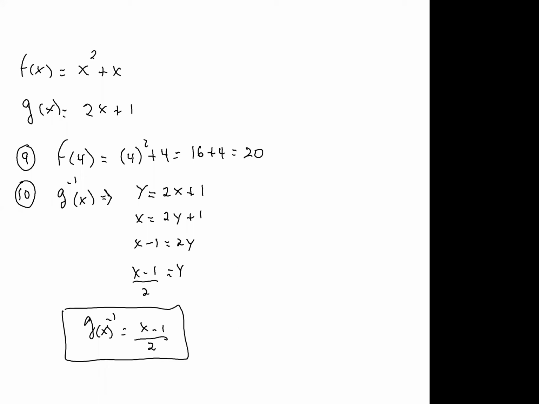Let me use another page for the next question. 11. Function composition. Okay, people, don't confuse this little circle with multiplication. This little circle means composition. It means that the last function has to be plugged into the first function. The last function has to be plugged into the first function.